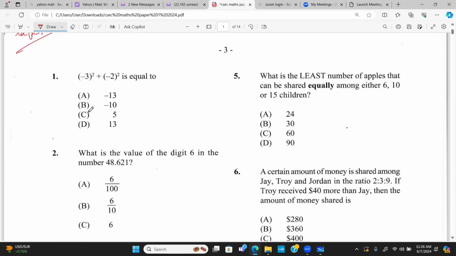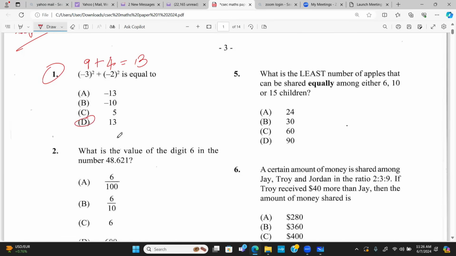Let's go through. Number one says we have (-3) squared plus 2 times (-2) squared. Whenever you square anything, it is always positive. So this is 9 plus 2 times 4, which is positive 13. We're looking at D for that answer.